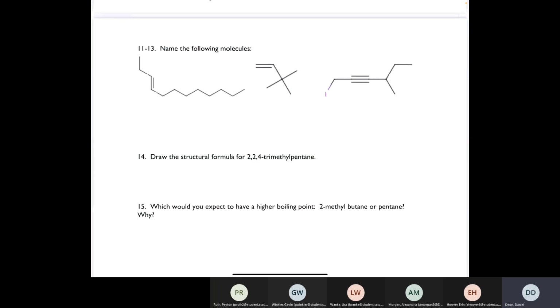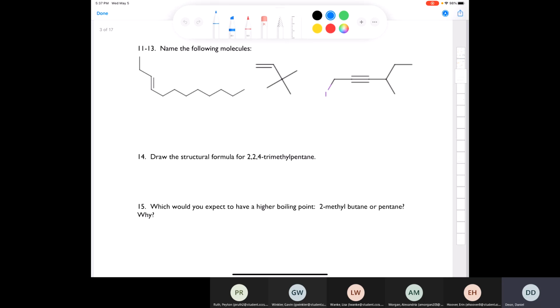All right, Chemistry 102, continuing on with our final exam review, questions 11 through 13. You're asked to name some molecules. We have two alkenes and an alkyne. Well, the first alkene, what's the first thing we're going to do? We're going to find the longest carbon chain, which is pretty obvious because it's only one chain, but we're going to number it from the end such that we give the double bond the lowest possible number.